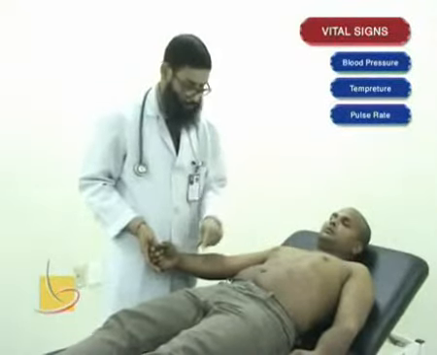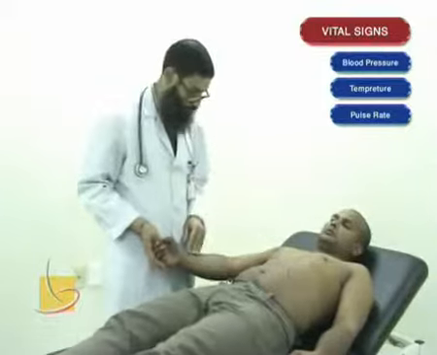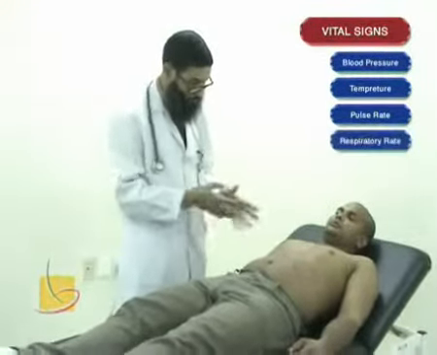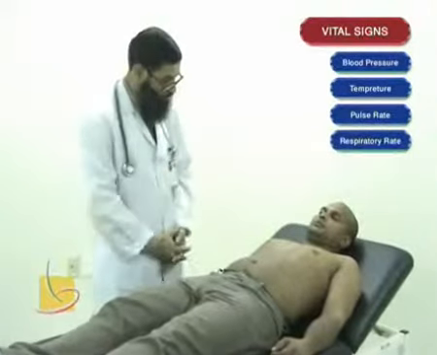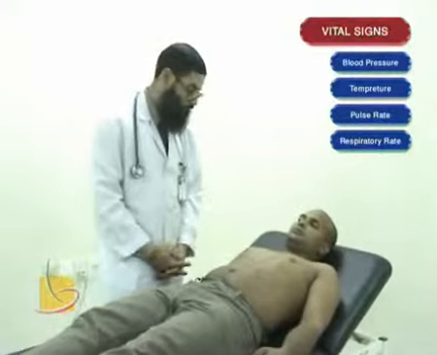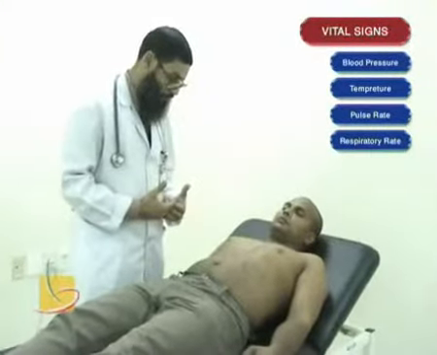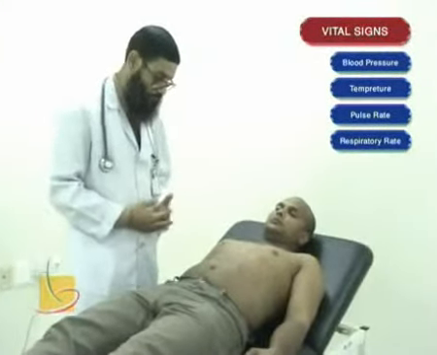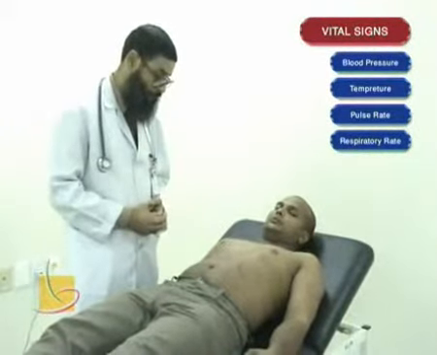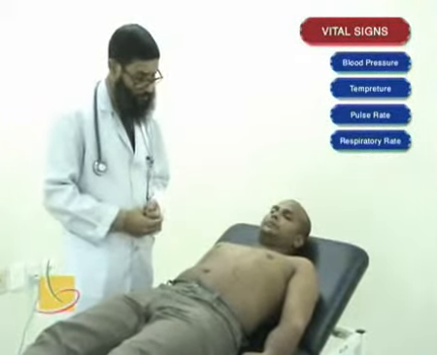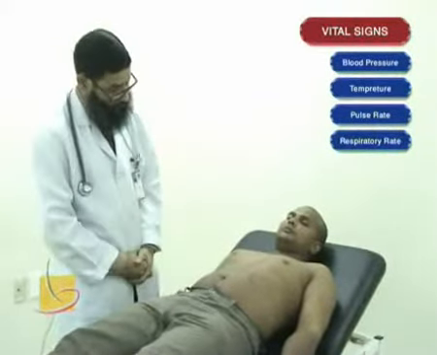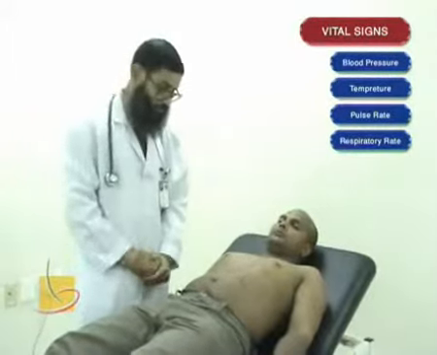Vital signs, of course, include temperature, pulse rate, comment on the pulse in the usual way, we all know about it, and then respiratory rate. Take this opportunity and check respiratory rate. What is common here in chronic liver disease is that you find the patient, most of them, not all, are hyperventilating or tachypneic. Respiratory rate more than 18 is considered to be tachypnea.